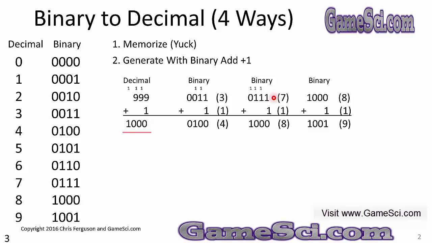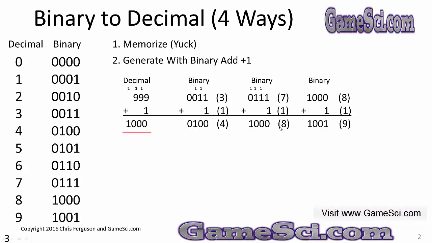Let's try it on the decimal number 7. Decimal number 7 is binary 0111. Add 1 to it to generate an 8, or get to the next binary number in the sequence. 1 plus 1 is 0 with a carry of a 1, three times in a row. 1 plus 0 is just plain old 1. So you can see by adding binary 1 to binary 7, I generated binary 8. It's easy. There's nothing hard about it.